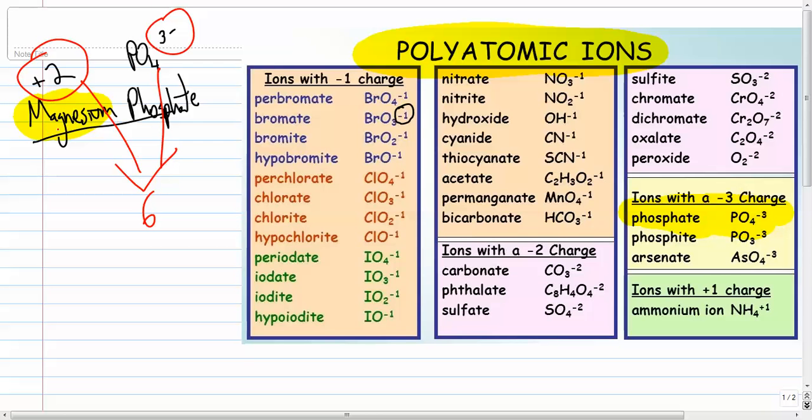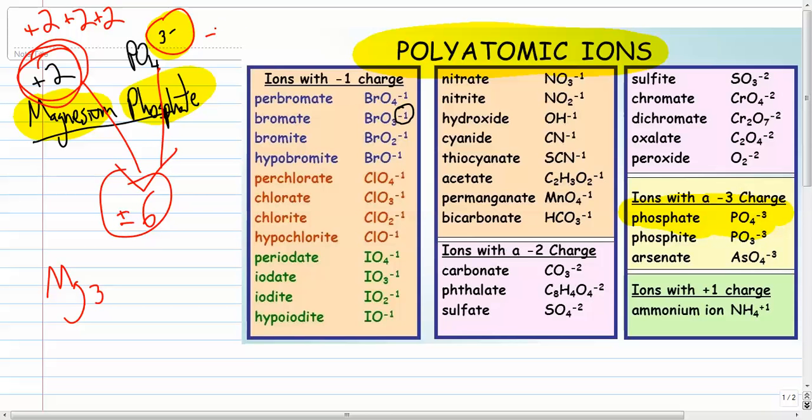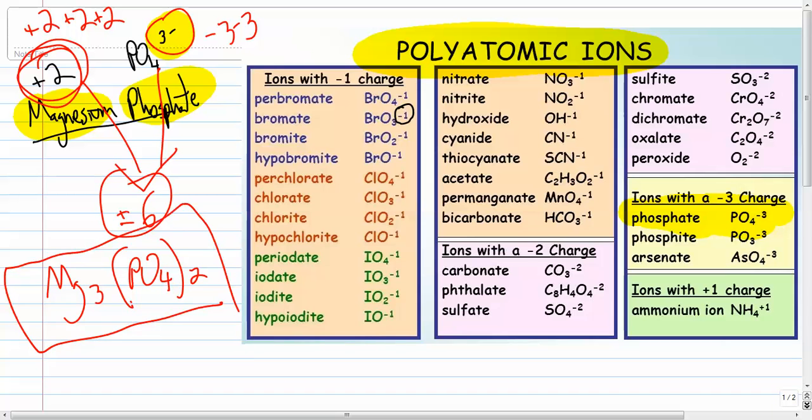That is 6. So if we have magnesium and we need a +6, we need 3 of them, because +2 +2 +2 equals +6. So I need 3 magnesiums. My phosphate, however, is a -3 charge. So how many of those do I need to make a -6? I need 2 of them. -3, -3. So I need PO4, but since I need 2 of these, I'm going to use parentheses, and I'm going to put my little 2 right there. So this is the formula for magnesium phosphate.